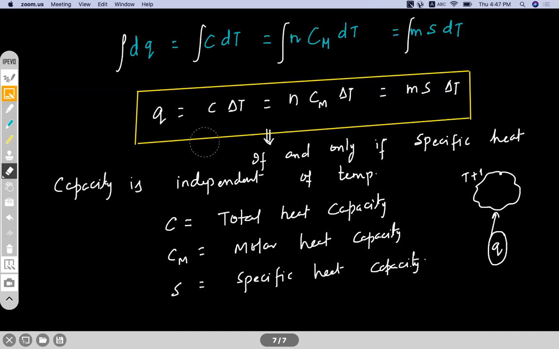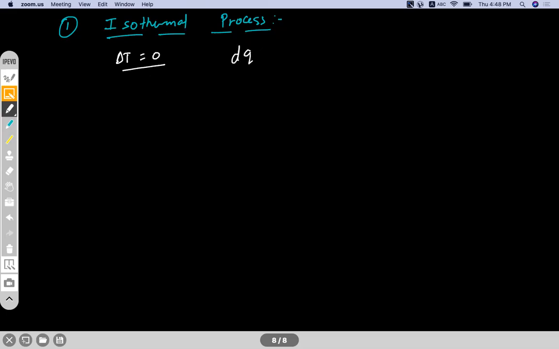Yeah. Now you see the value of C could be anything depending upon the process. Its value of heat capacity C varies from 0 to infinity. Any value is possible for C. Depending upon the process, we calculate a specific heat capacity or simply a heat capacity. First one we have, suppose we have an isothermal process. When we have an isothermal process, what is delta T? Delta T is zero. So what is dQ? We know dQ is equal to C delta T or C dT. dT is zero. So the C is what? C is infinity here.